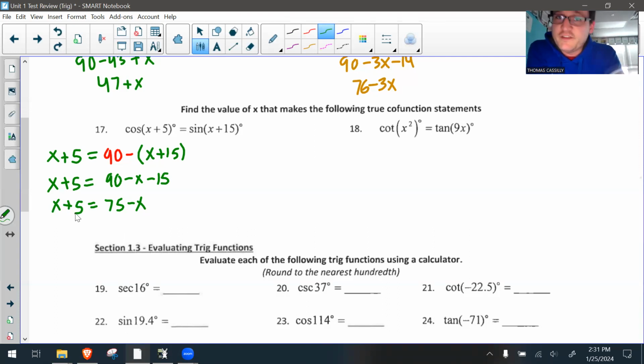Let's try this. I'm going to add the x to both sides. I'm going to get a 2x. I'm going to subtract the 5 from both sides, and I'm going to have a 70. And then I'm going to get x equals 35. I can just go in and delete that if I really want to.